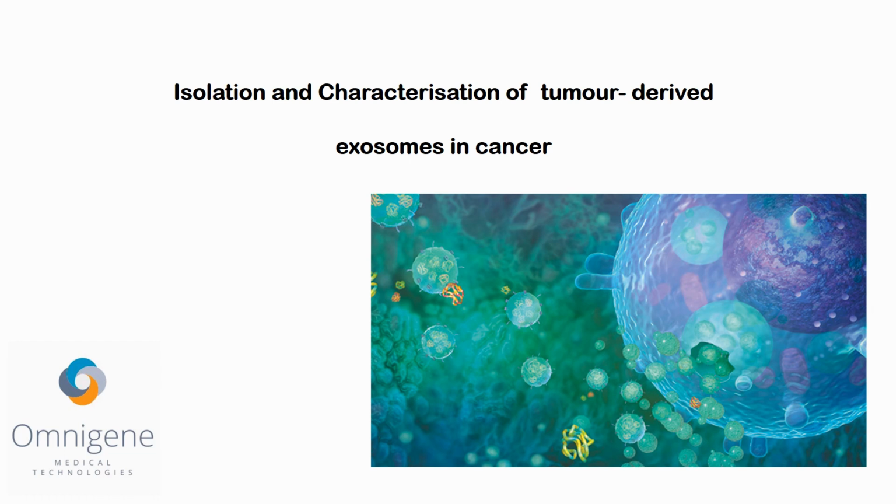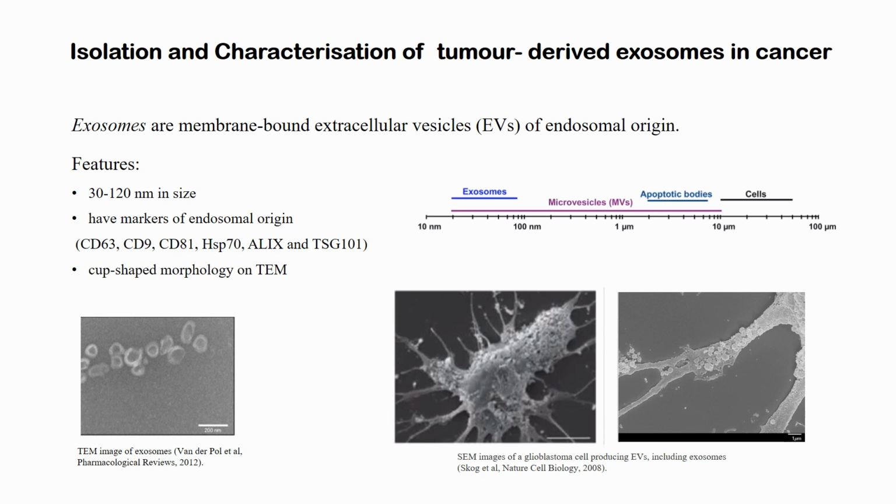The exosomes are membrane-bound extracellular vesicles of endosomal origin. Here you can see electron microscopy of these exosomes. Keep in mind that exosomes are extremely small, 30 to 120 nanometers. If you have something in the range of 2 microns, those are apoptotic bodies. In general, microvesicles is a term indicating all these types, but we are working with exosomes. Exosomes come from endosomes, so they have specific markers. Mainly we worked with CD63 and CD9.